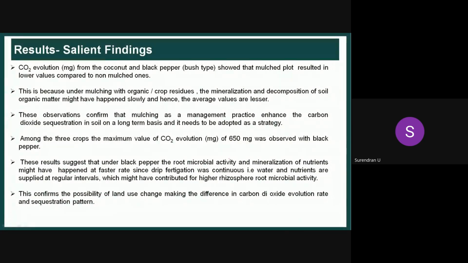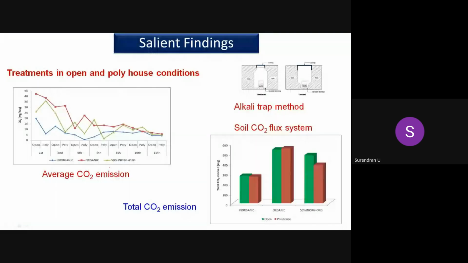So here also we found that black pepper, the emission was higher because of the root activity. Another thing is it is being grown with the support crop, so there will be two crops. That may be one of the reasons for the higher emission and higher microbial activity. This is what I was saying. Among the three crops, the major was from the black pepper, and mulching as a management practice enhances the carbon sequestration potential on a long-term basis.